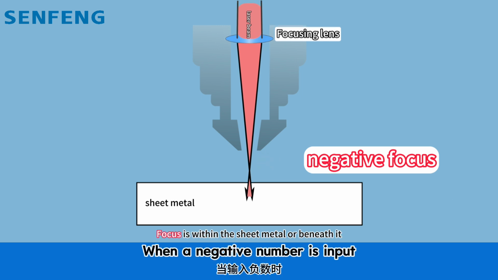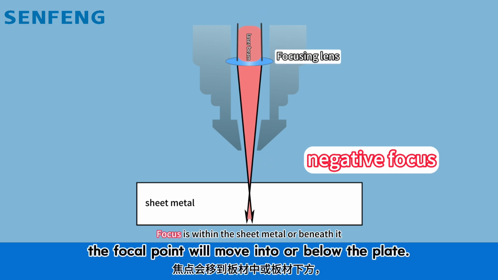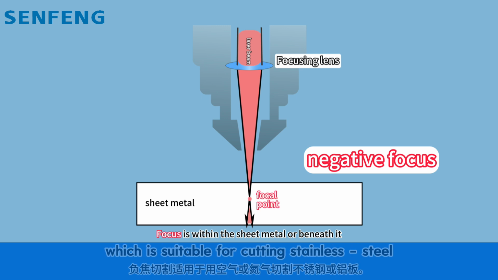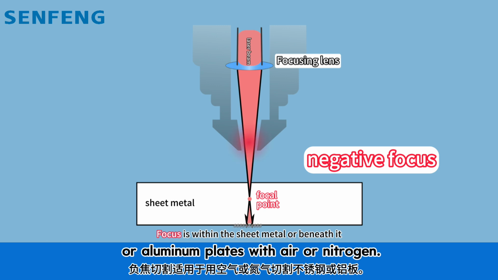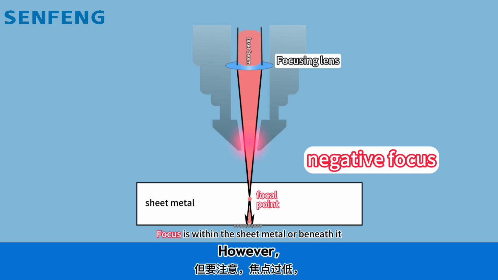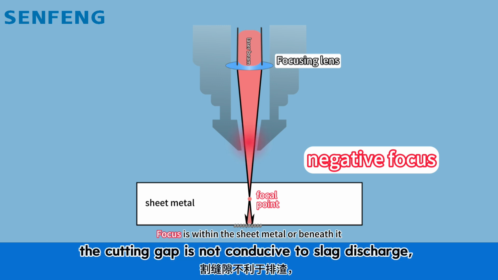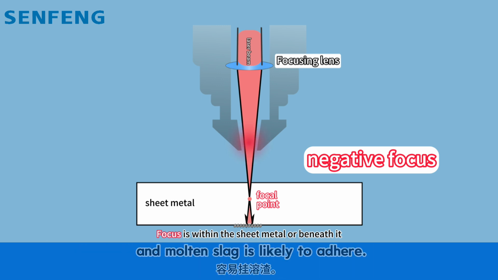When a negative number is input, the focal point will move into or below the plate. This is negative focus cutting, which is suitable for cutting stainless steel or aluminum plates with air or nitrogen. However, it should be noted that if the focal point is too low, the cutting gap is not conducive to slag discharge, and molten slag is likely to adhere.